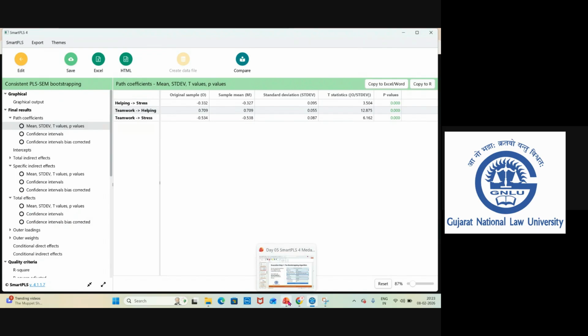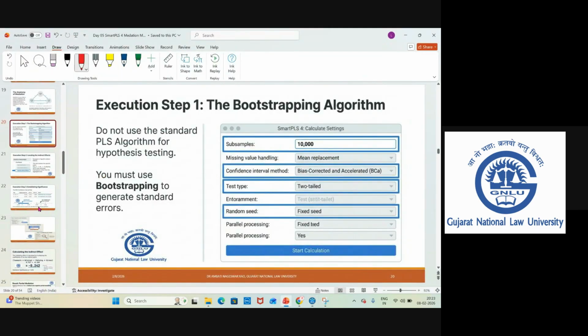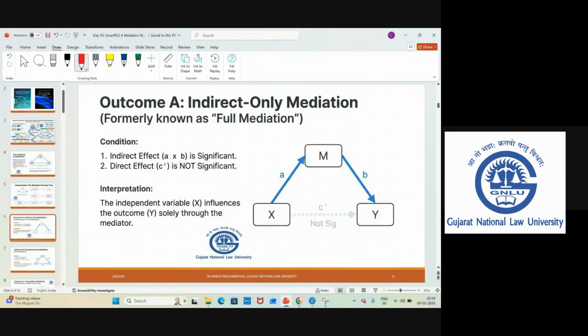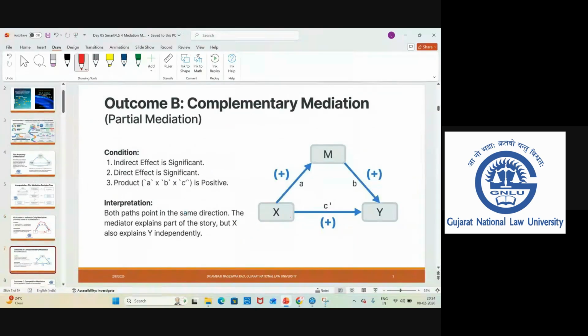Okay. Now, if you look at this slide here, as a part of our analysis, we are going to see the direct relationship. And with the help of the mediator, we are also going to look at what kind of indirect relationship. Plus total relationship. How will total relationship come? Direct plus indirect is called total effect.